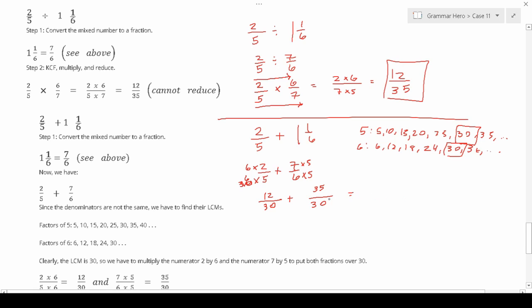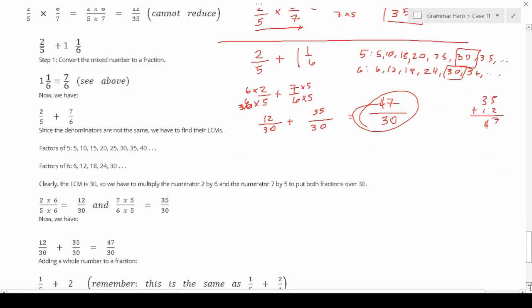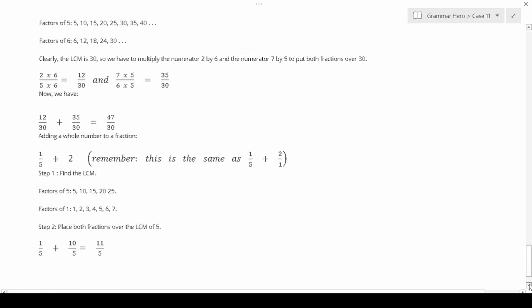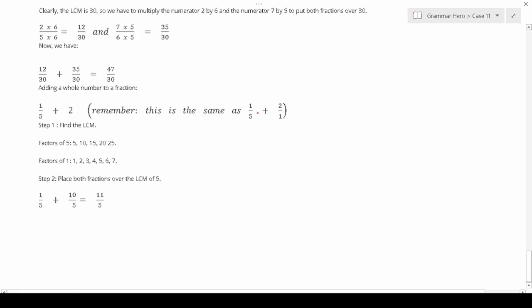Now it's a simple addition problem with the denominators the same. 30 is going to be the denominator. We're not going to change that. 35 plus 12. Let's work that out to the side here. 5 plus 2 is 7. 3 plus 1 is going to be 4. So this becomes 47/30. It's an improper fraction. You can convert this to a mixed number if you wanted to, but we're just going to leave it like that for this example.